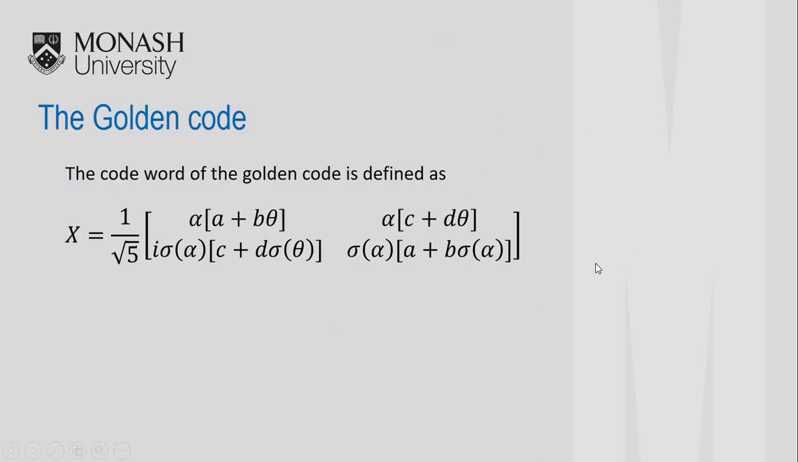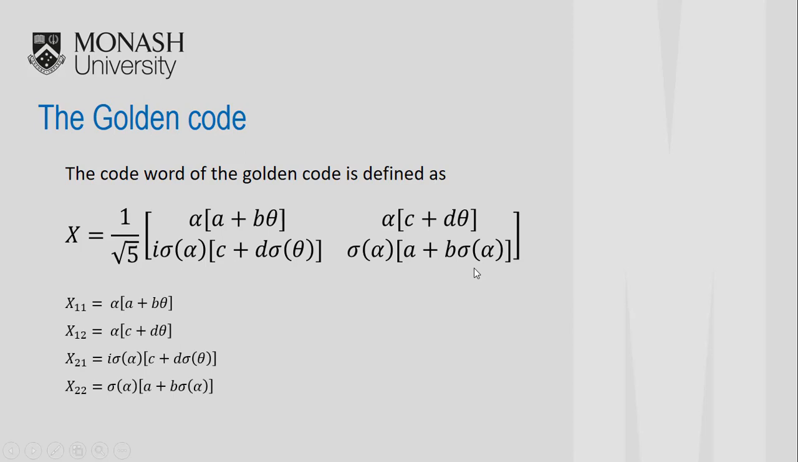Now let's look at the golden code. The code word of the golden code is defined as below. To get a better understanding of the golden code, we put the code elements of the code word into x11, x12, x21, and x22. Where x11 means the symbol sent from the first antenna at the first time slot, and x12 means the symbol sent from the second antenna at the first time slot.